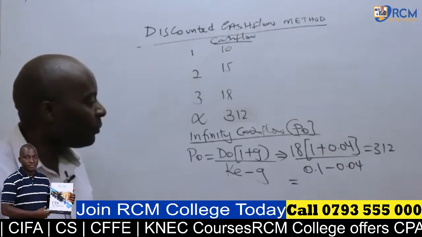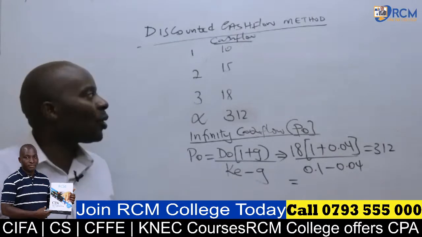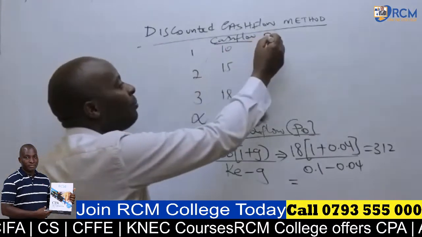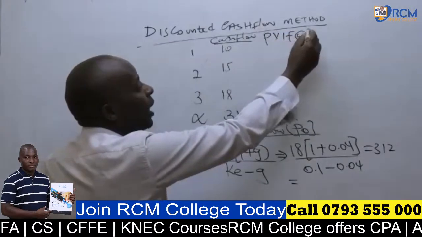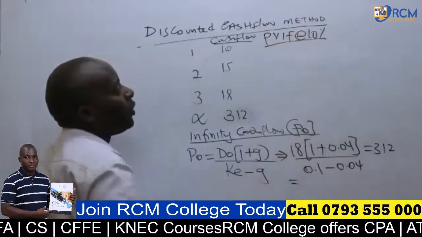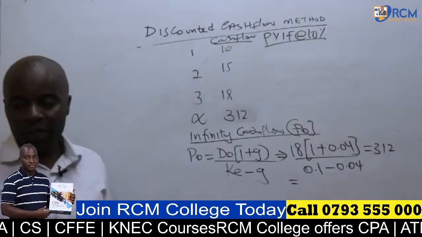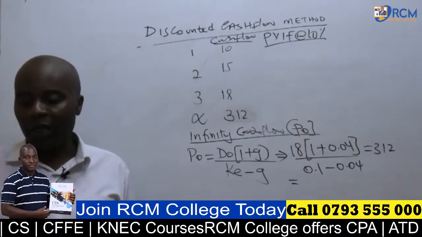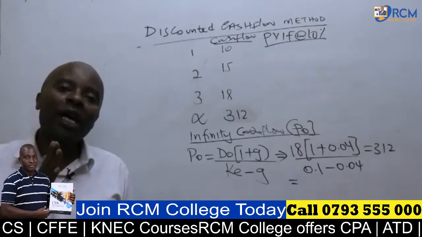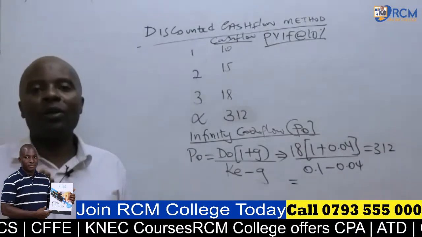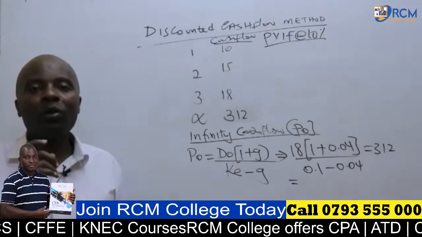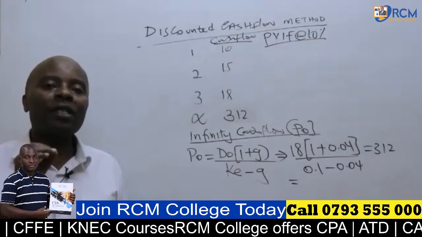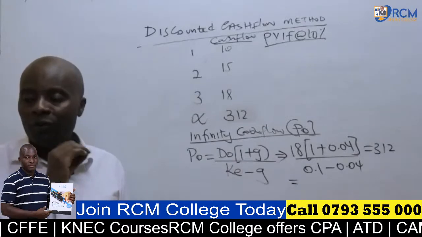Now, ladies and gentlemen, having gotten this 312, we are in a very good position to write PVIF at the cost of capital given, which is 10%. Remember, PVIF stands for present value interest factor. Now, could you kindly help Mwalimu? Which formula of PVIF, which formula of discounting factors, am I going to make use of here?